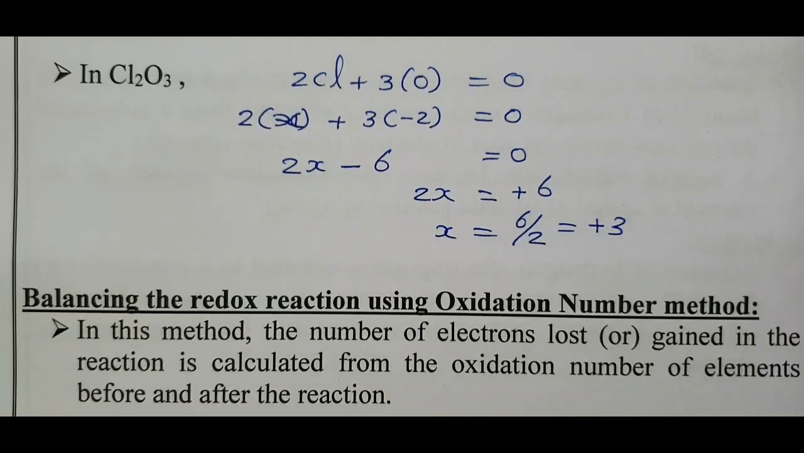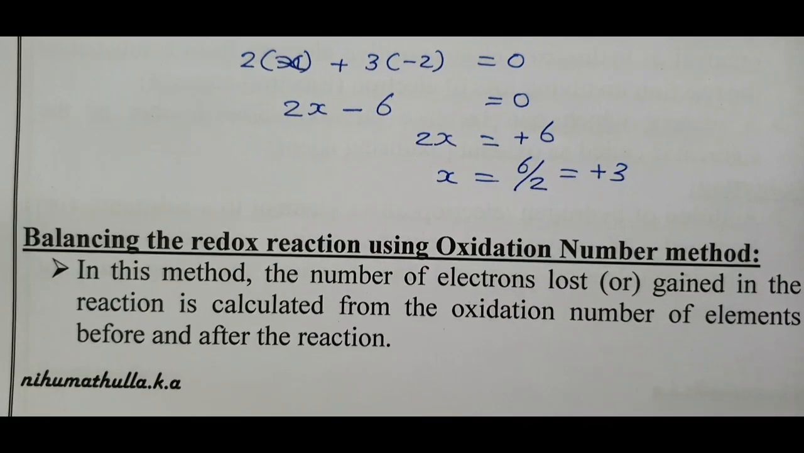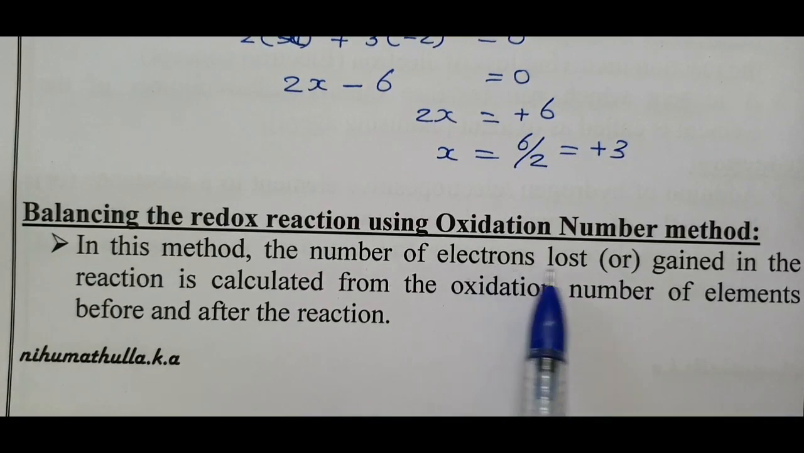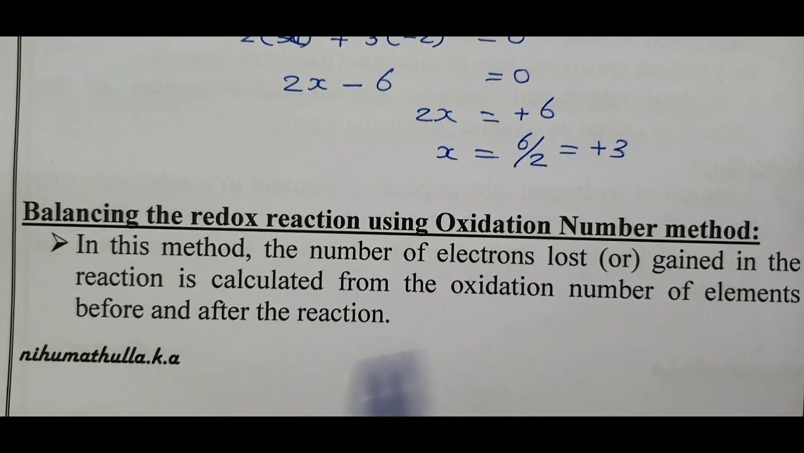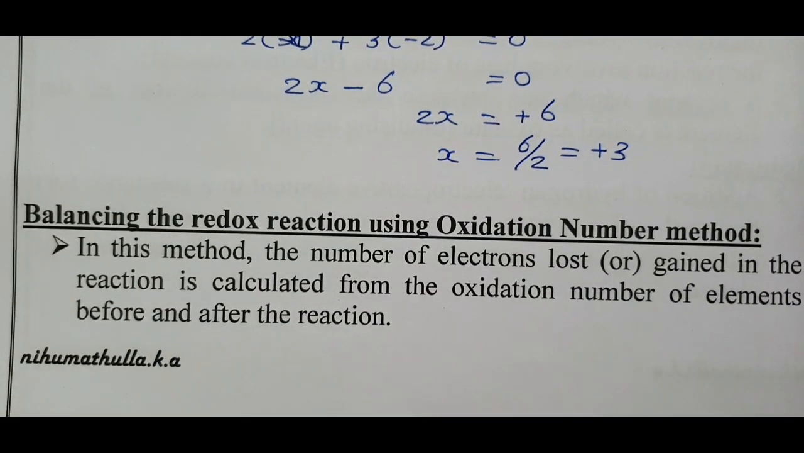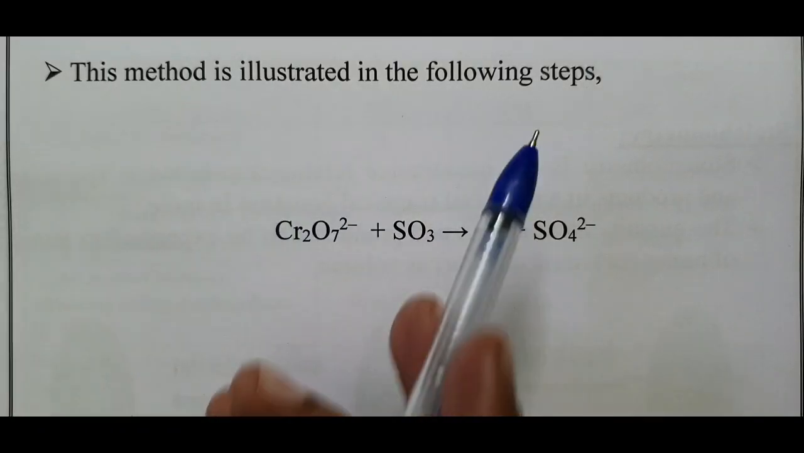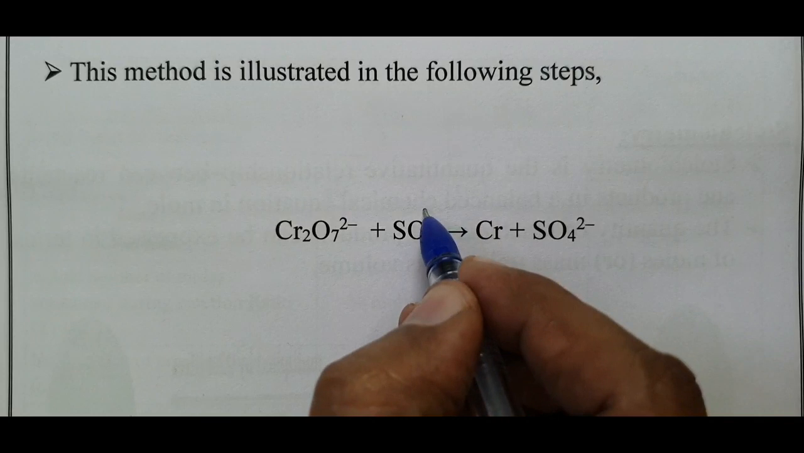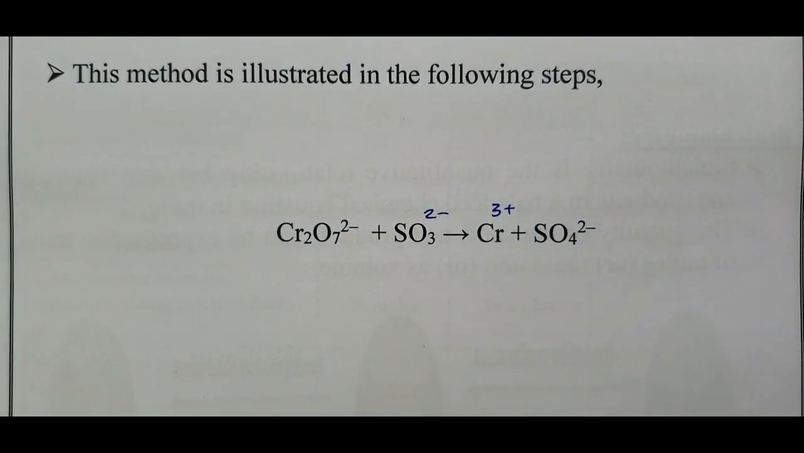Come to the next heading, balancing the redox reaction using the oxidation number method. In this method, the number of electrons lost or gained in the reaction is calculated from the oxidation number of the element before and after the reaction. This method is illustrated in the following example. Dichromate ion plus sulfite 2 minus ion gives chromium 3 plus ion and SO4 2 minus ion.